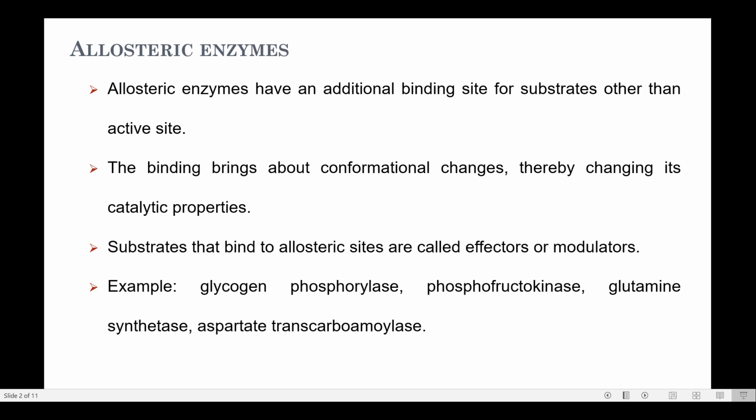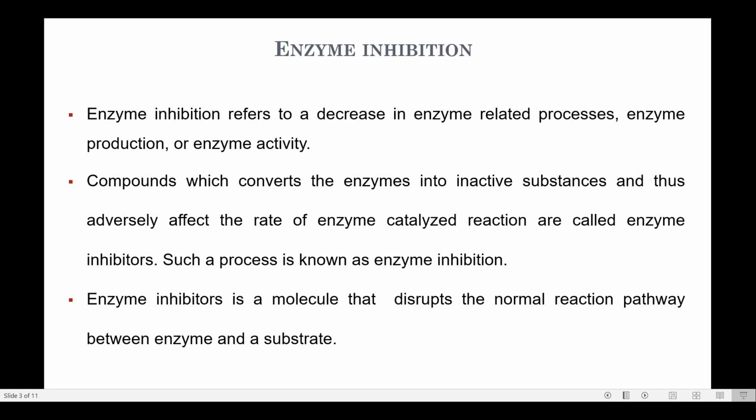For example, glycogen phosphorylase or phosphofructokinase can be given as examples of allosteric enzymes. Coming to the term enzyme inhibition, many substances can reduce or eliminate the catalytic activity of specific enzymes. These substances are termed inhibitors. The substances which reduce or eliminate the catalytic activity of a particular enzyme are termed inhibitors.